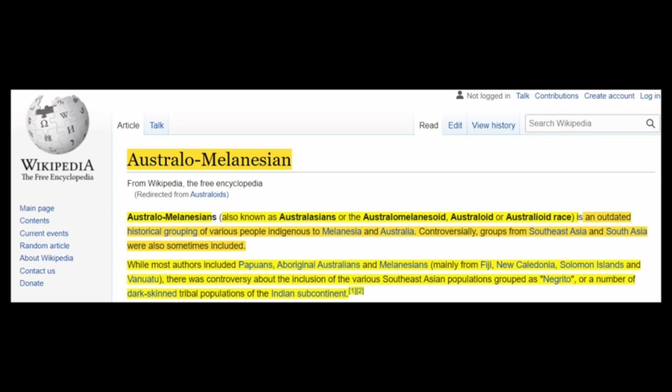While most authors included Papuans, Aboriginal Australians, and Melanesians, mainly from Fiji, New Caledonia, Solomon Islands, and Vanuatu, there was controversy about the inclusion of the various Southeast Asian populations grouped as Negrito, or a number of dark-skinned tribal populations of the Indian subcontinent.